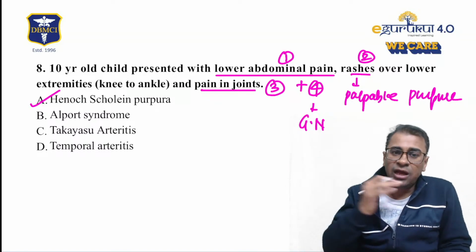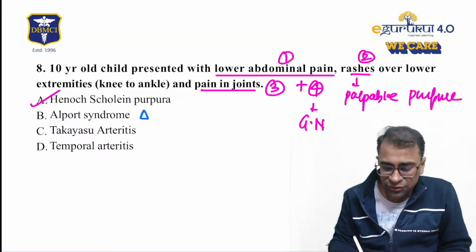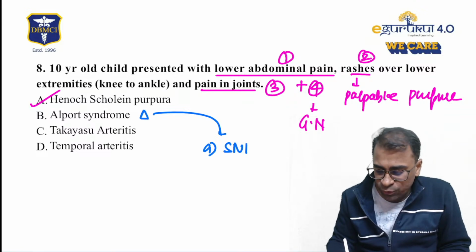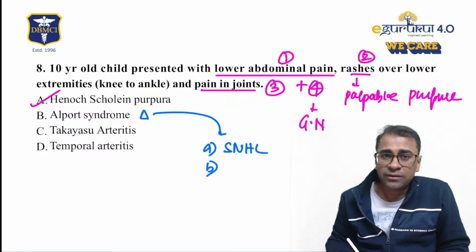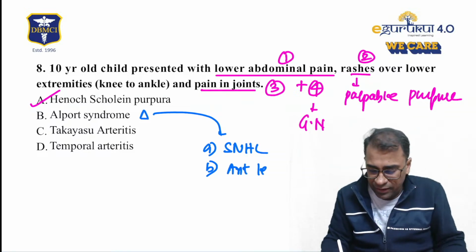Now the question is, sir, what is seen in Alport syndrome? Alport is a triad of: A, sensorineural hearing loss; B, anterior lenticonus.